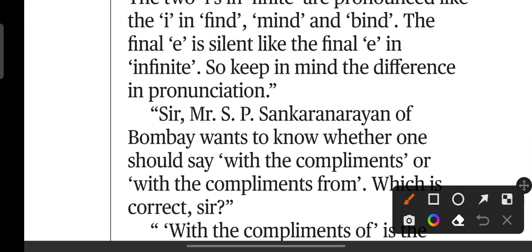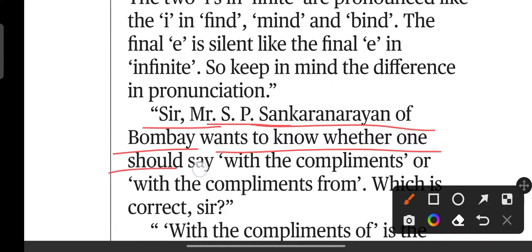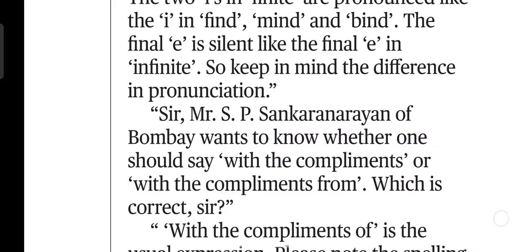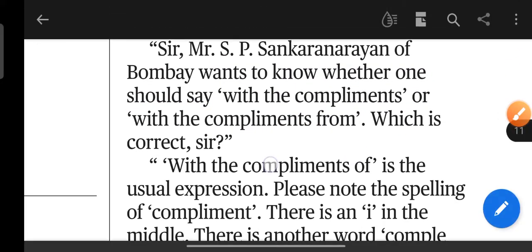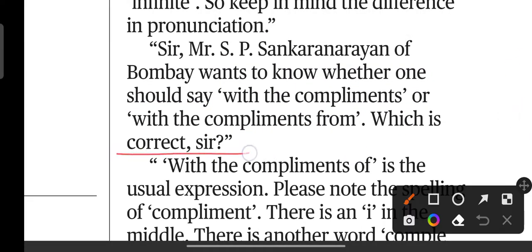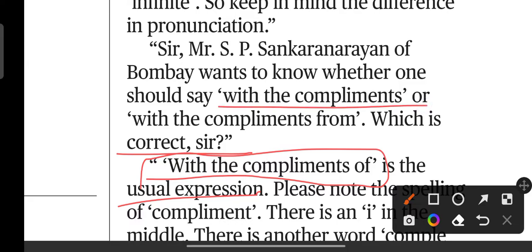The next question is, sir, Mr. SP Sankar Narayan of Bombay wants to know whether one should say "with the compliments" or "with the compliments of". Which is correct, sir? "With the complement of" is the usual expression. So you have to use "with the complement of" as the usual expression.